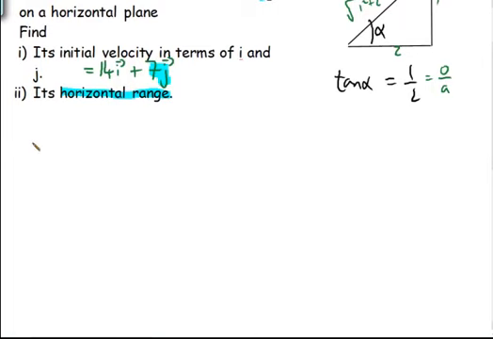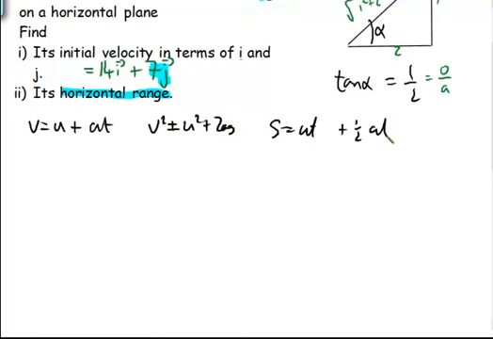Now we know that we're going to be using v is equal to u plus at, v squared is equal to u squared plus 2as, or s is equal to ut plus 1/2 at squared. We're going to be using that for the vertical part, which is the only part that is accelerating. The horizontal part stays at constant velocity.